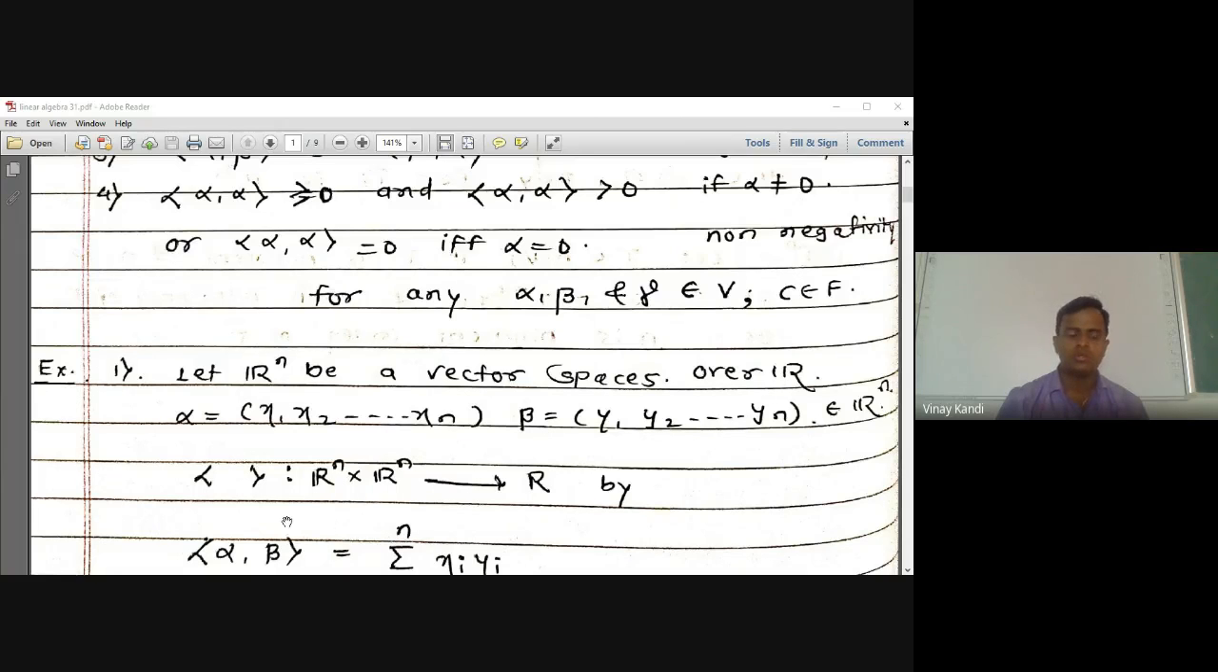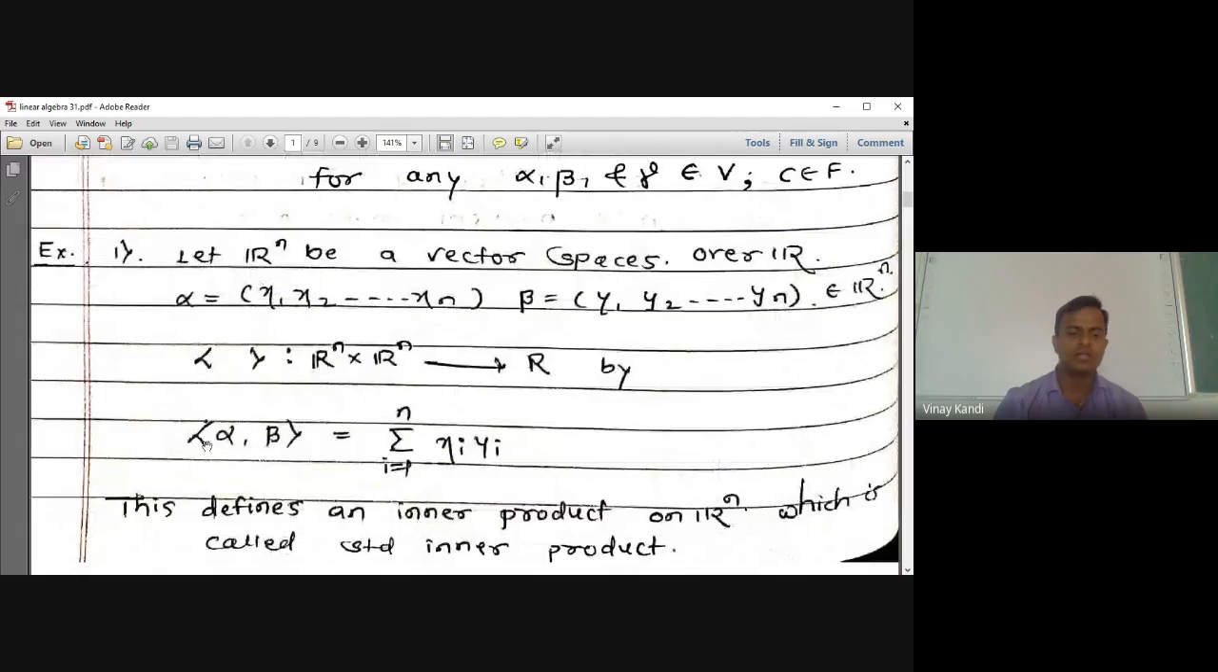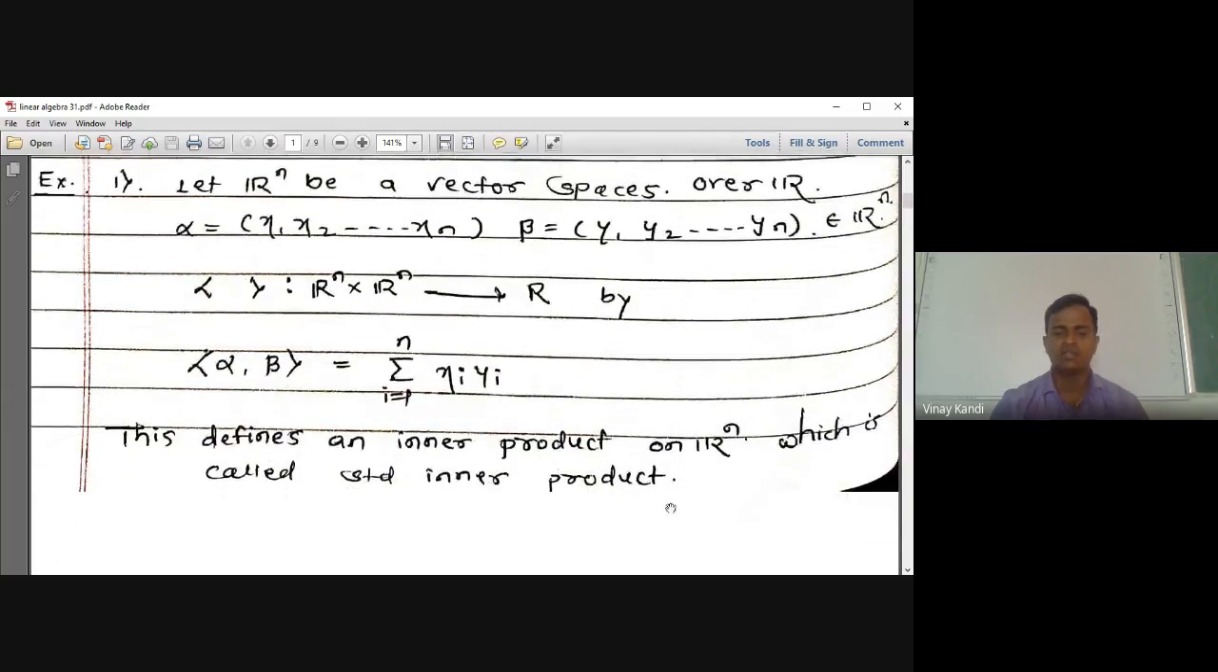The inner product function from R^n cross R^n to R, where R is the field, is defined by the inner product of alpha and beta equals the summation over i from 1 to n of xi times yi. This defines an inner product on R^n, which is called the standard inner product space.